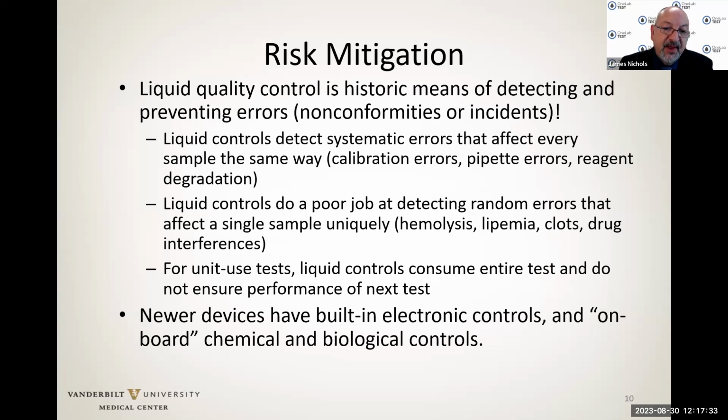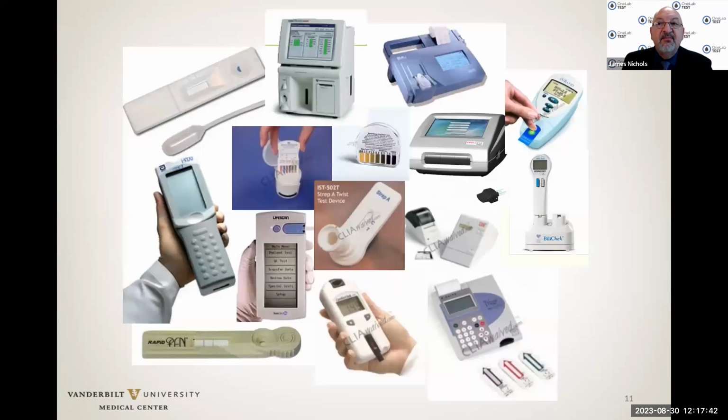What we have to realize is that the newer devices have built-in electronic controls and onboard chemical and biological controls. Many of these different devices, as we see them here, have a lot of different mechanisms. Some of them are even non-invasive. I mentioned the transcutaneous bilirubinometers, the breathalyzers. You can't even run quality control on those. So how do we manage quality on a test like this?